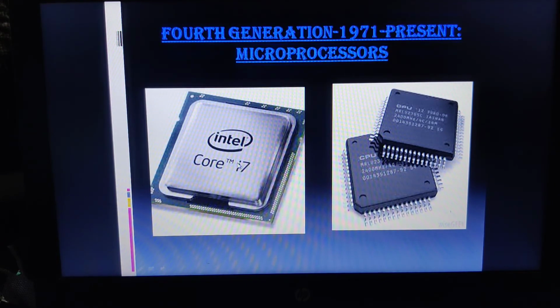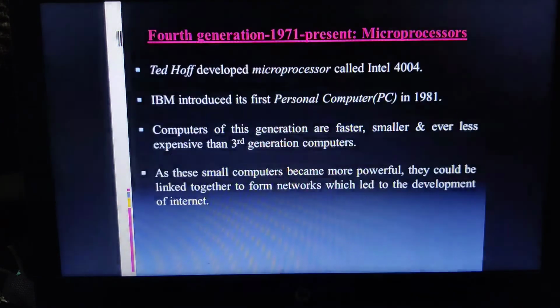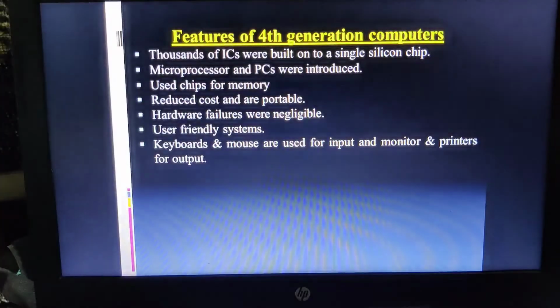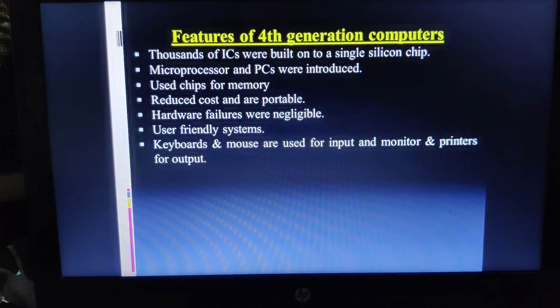Then microprocessors and personal computers were introduced in this fourth generation, and they were using chips for the memory. This is actually the RAM slot, random access memory slot, and these are the memory chips. For input purposes we had the keyboard and the mouse, and for output purposes we have the printers, the monitors, and the speakers.